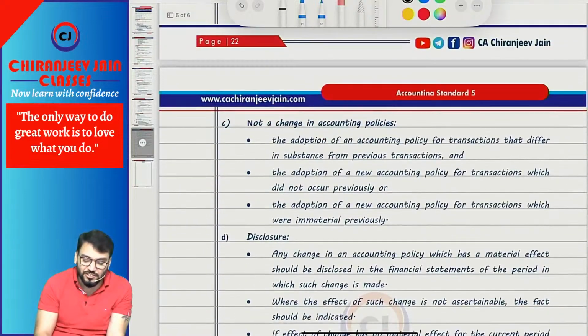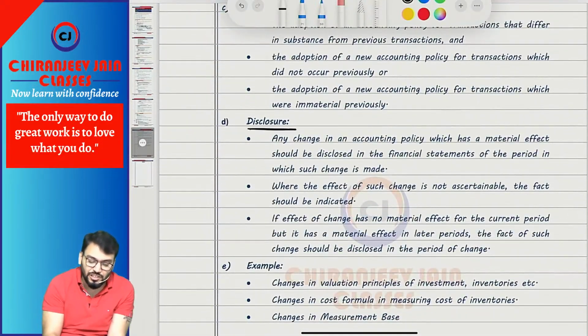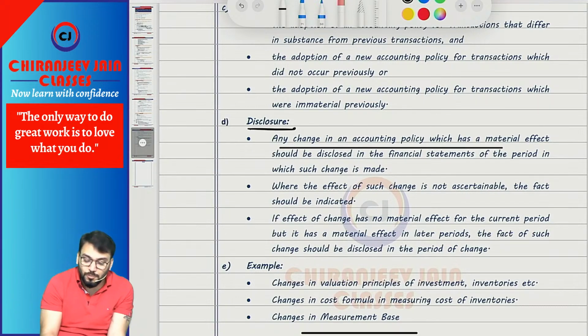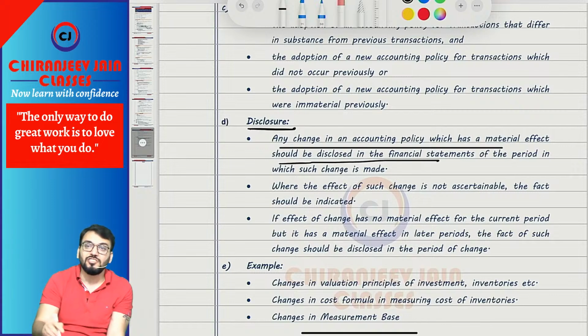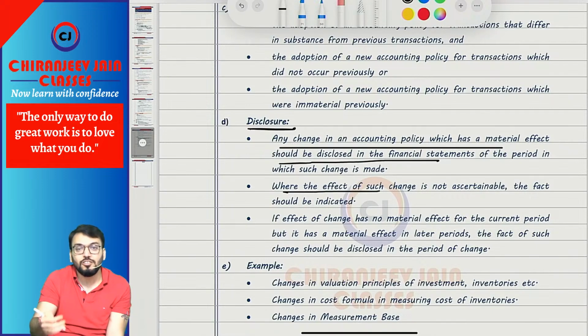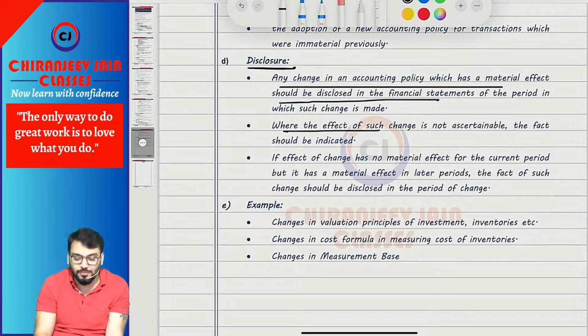Now, whenever there is a change in accounting policy, any change in accounting policy which has a material effect should be disclosed in the financial statement of the period in which such changes are made. Means disclosure should be given in the year in which such changes are made. Where the effect of such change is not determinable, the fact needs to be disclosed. We should disclose the fact.